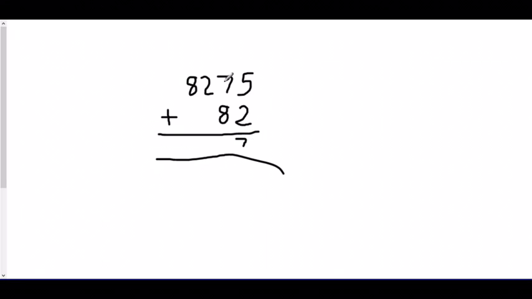The tens, we've got 7 tens plus 8 tens, which makes 15 tens. 200s plus 100 is 300s. And then 8,000s plus no thousands is 8,000s. And that would give the children 1 mark.